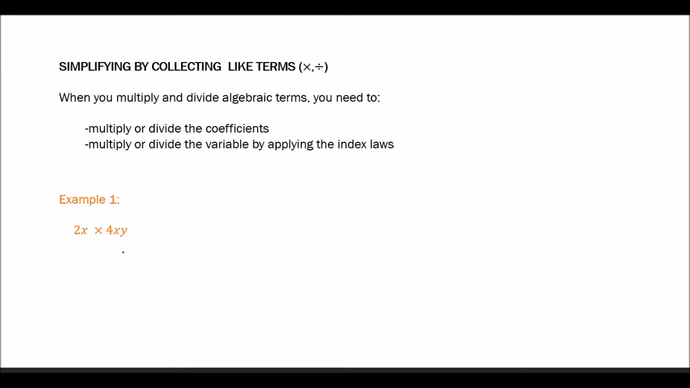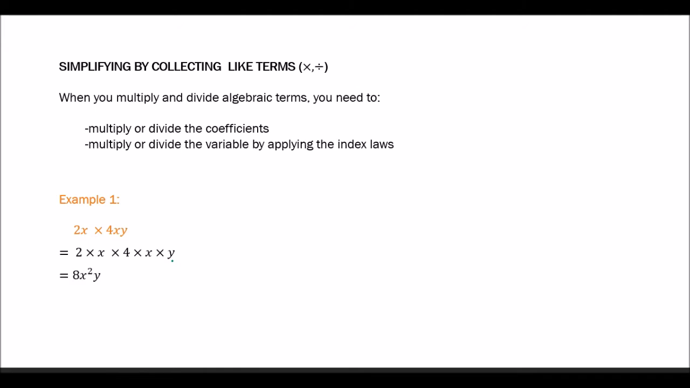So let's start by, in this case, what they've done here is they've gone 2 times x, so they've actually broken it up, and then 4 times x times y. Now, there are simpler ways to do this, and I'll go through that in a second, but basically what happens is you got to multiply the numbers together, and then you put together all of the letters.